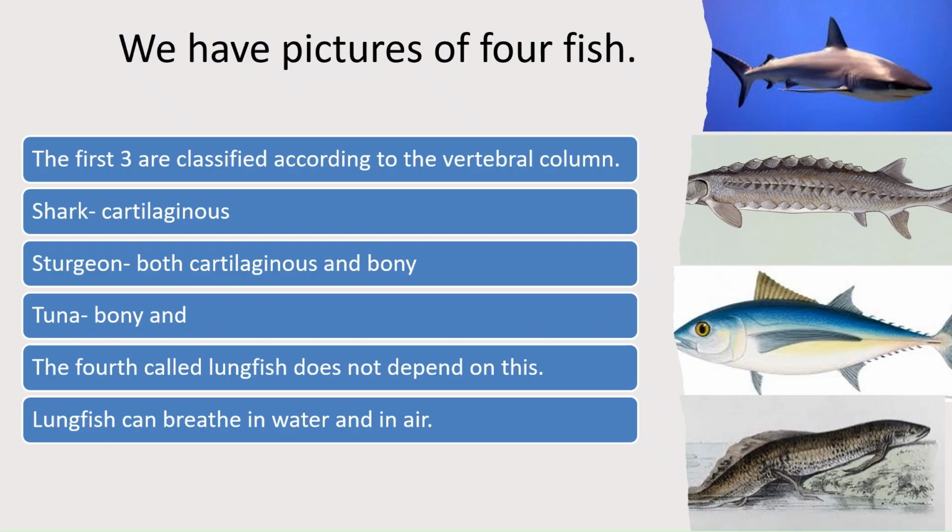We have pictures of 4 fish. The first 3 are classified according to the vertebral column. Shark, cartilaginous. Sturgeon, both cartilaginous and bony. Tuna has only bony bones, so-called bony fish. The 4th is called lungfish and does not depend on this.